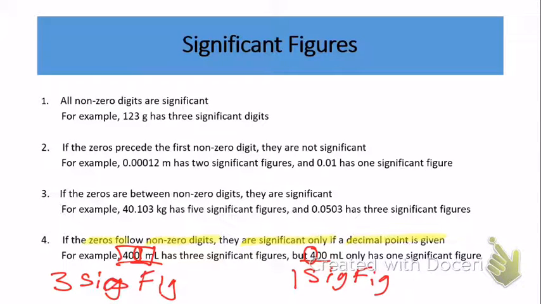All right? So, zeros at the end of the number are only significant as long as there is a decimal point somewhere in the measurement. It has to be somewhere. It doesn't necessarily have to be at the end. For instance, let me give you one more example and then we'll be done.